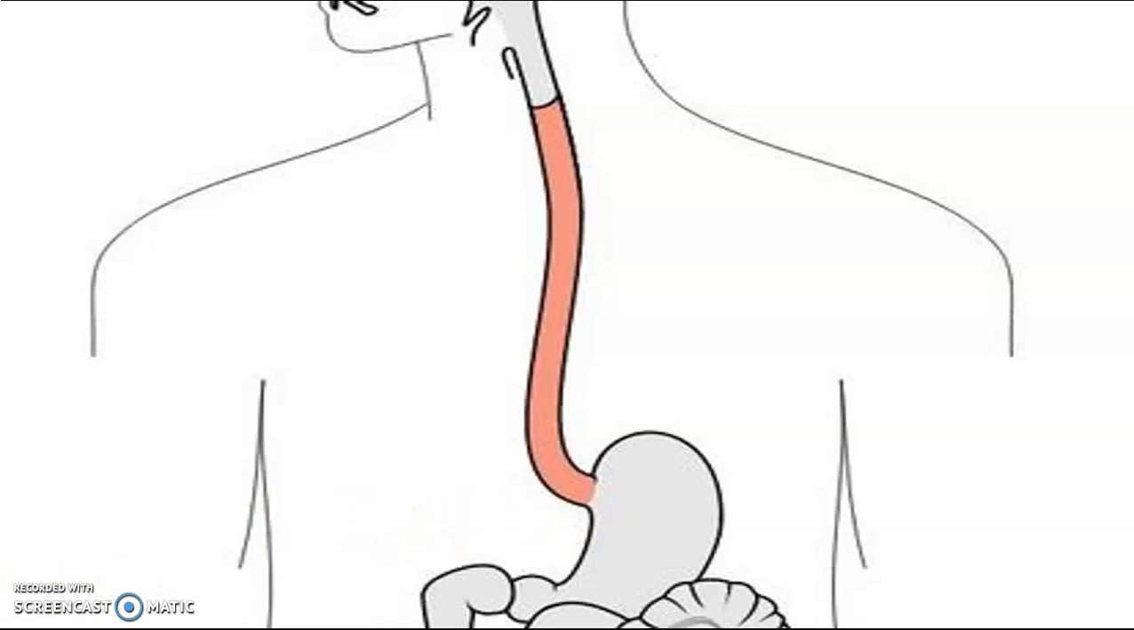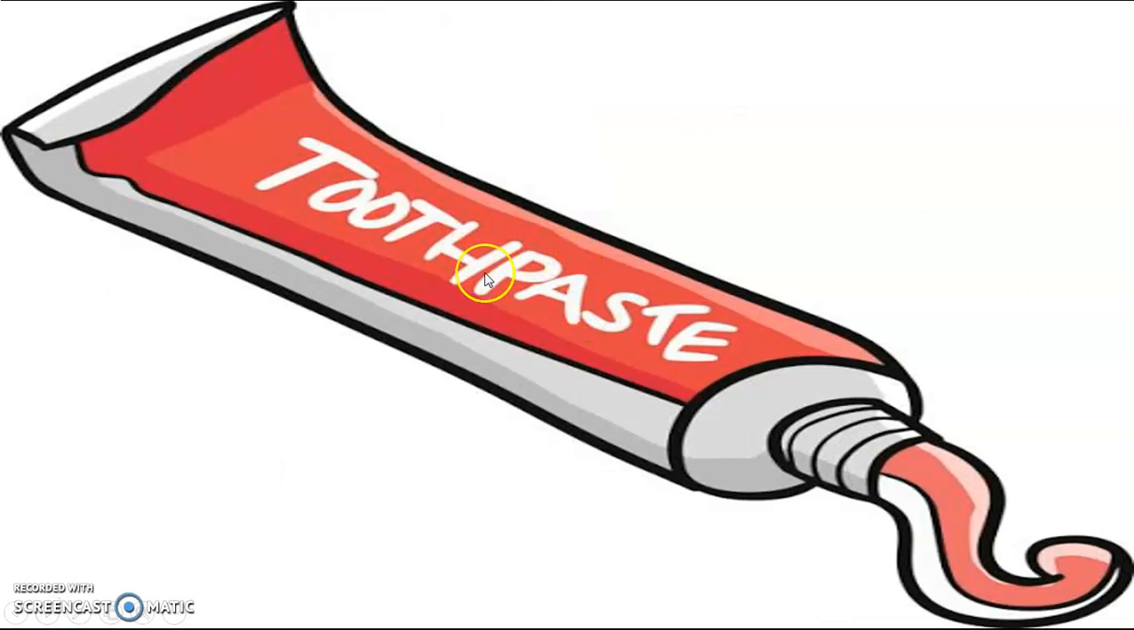Students, through the movements of the muscles in this tube, the food will be pushed down through contraction and relaxation of the muscles. Like when you squeeze the toothpaste. When you squeeze the toothpaste, what will happen? You will force the toothpaste to move up to the top. This is the toothpaste tube. When you squeeze it from the bottom, you will force the toothpaste to the top. It is the same concept.